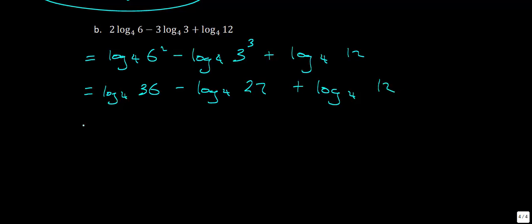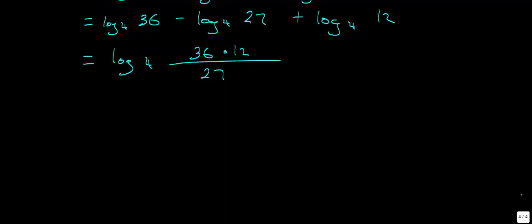Okay. Now combining these all together, I'm going to have log of base 4. I have 36 minus the 27, so that means that the 36 is going to be divided by the 27. And then I have the adding the 12, so that means that this is going to be multiplied by 12. Okay. And if you put this into your calculator, if you simplify this, what you will end up having right here, 36 times 12 divided by 27, it simplifies super nicely to give you 16, like so.